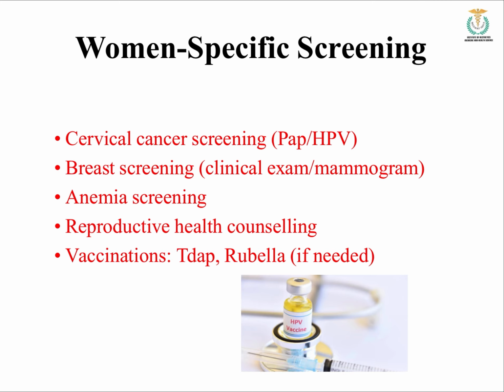Then rubella immunity check and vaccination for women of childbearing age if non-immune per the national policy. Then Tdap in pregnancy as recommended to protect the newborns, and always link the screening results to referral pathways for any kind of abnormal findings. So rubella also, if needed, you can give.